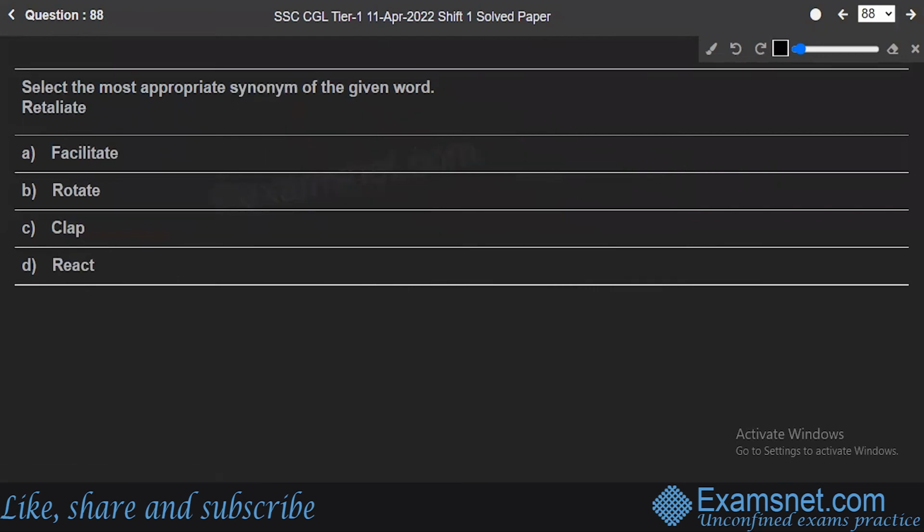Next question is 88. You have to select the most appropriate synonym for the given word. And the given word is retaliate. And the given options are facilitate, rotate, clap, or react. Which of these is the correct answer in this question? Let's see the meaning of each and every word so that we can be sure of our answer. The given word is retaliate. It means to react to something unpleasant.